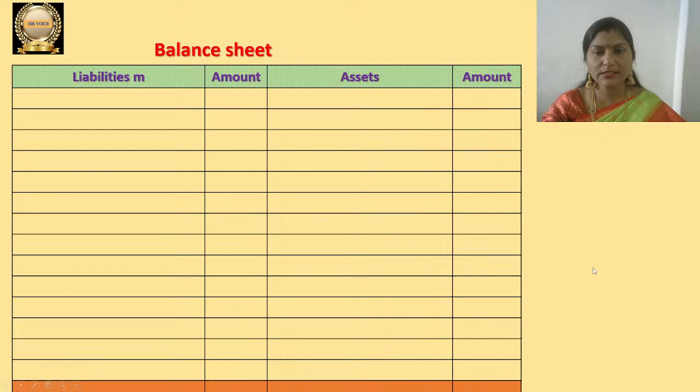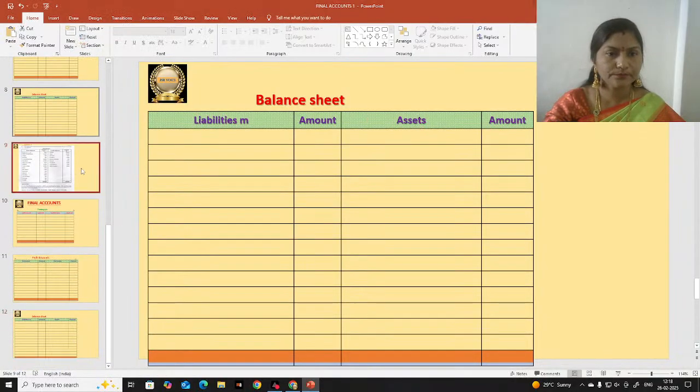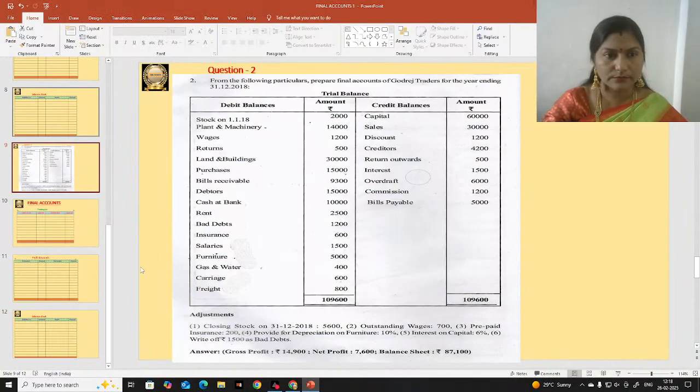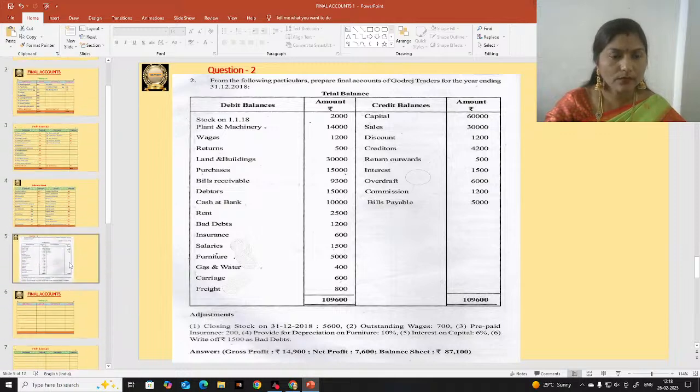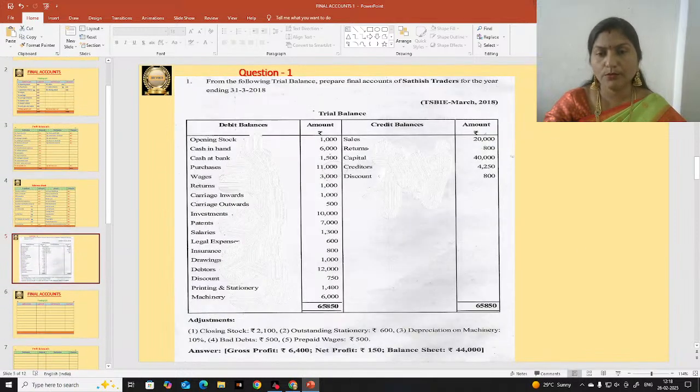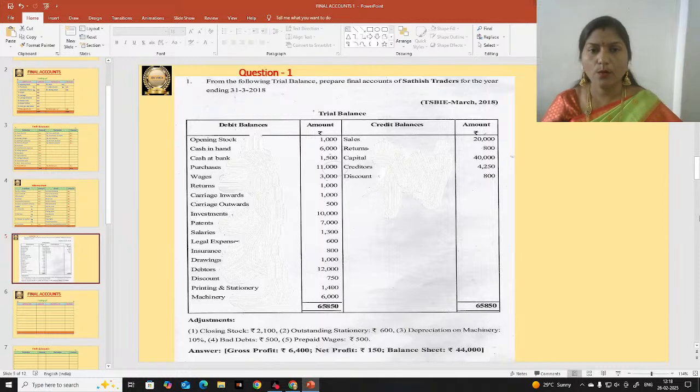Let us go and discuss one solution here. So this is one question, but if you want to do any solution of preparing final accounts, you should know the formats first, then it will become easy for you to do final accounts. Okay, this is a question.